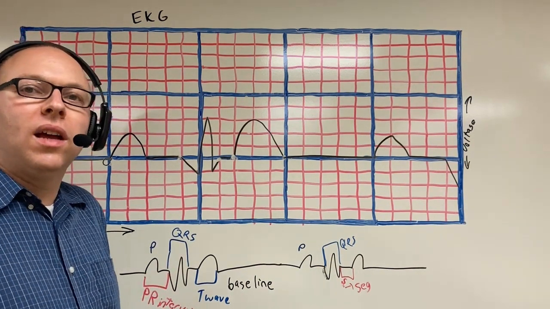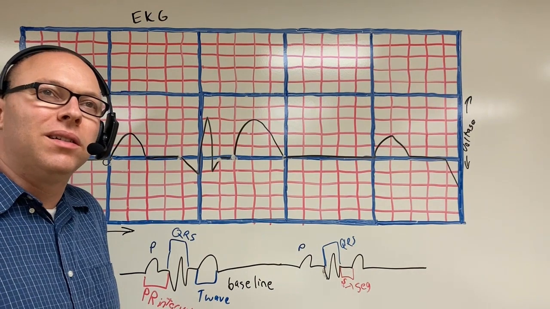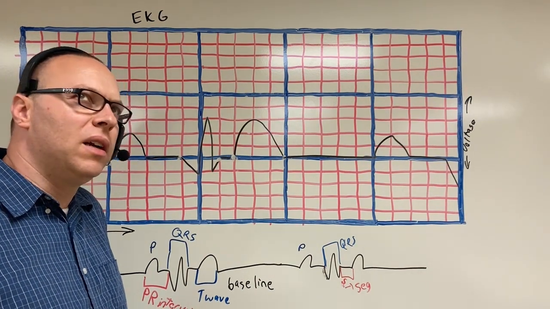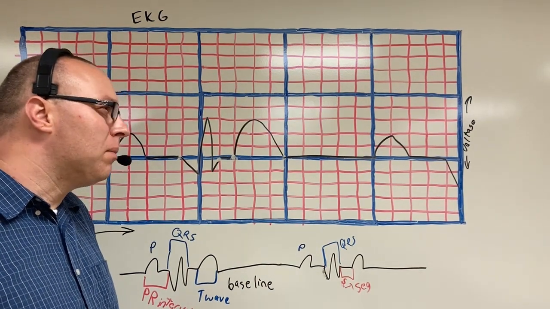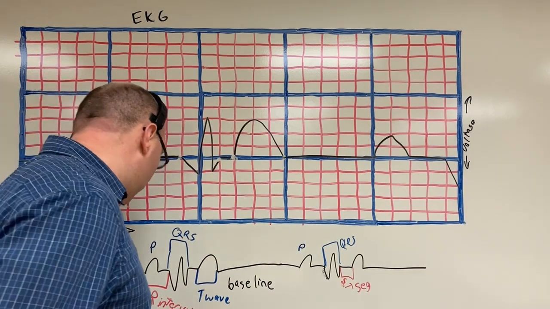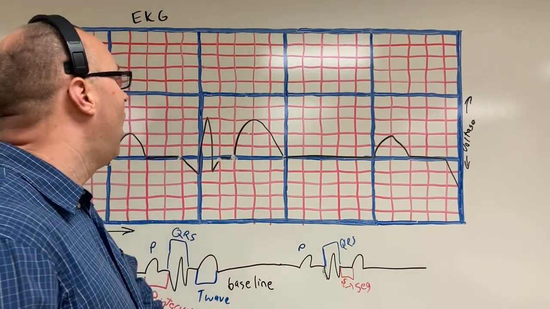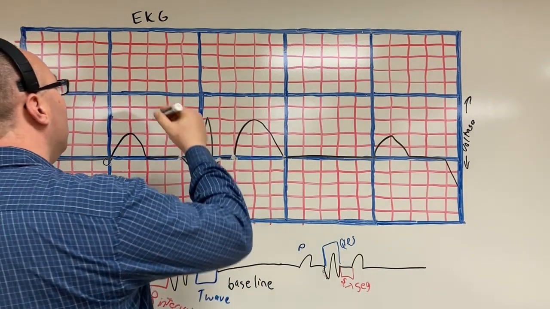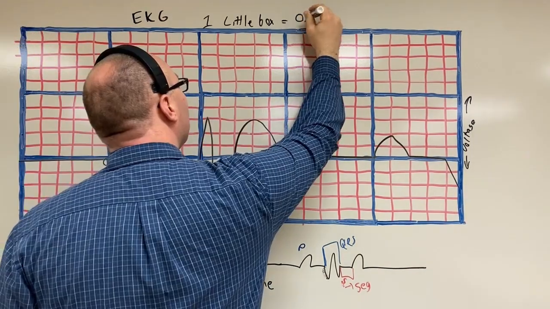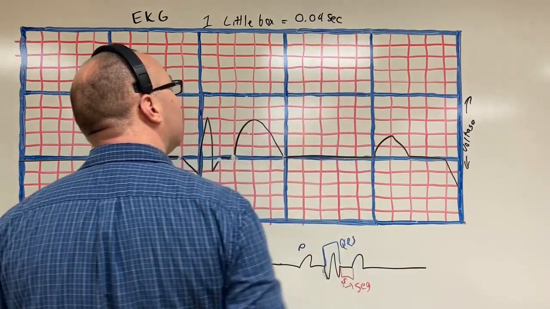Most of us aren't going to say, hey, I'll be there in 3 little boxes, right? Your family and friends would look at you kind of weird. Well, the same thing kind of happens here. So we have to convert little boxes into time. How much time is 1 little box? So 1 little box equals 0.04 seconds.